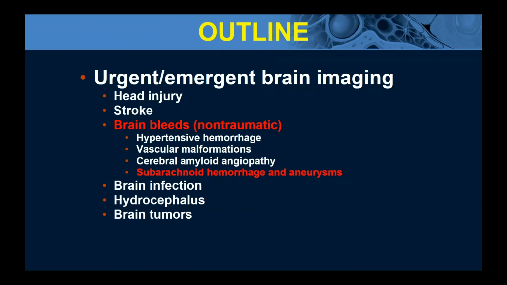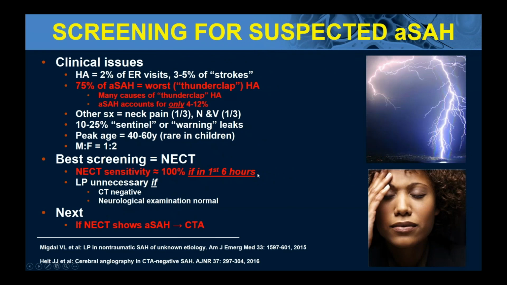So the last thing we're going to talk about in the last couple of minutes here, and then we'll go to our quiz, is subarachnoid hemorrhage and aneurysm. So among the brain bleeds, hypertensive hemorrhage is probably the most common one that we see in middle-aged and older adults. Subarachnoid hemorrhage and aneurysms occur at all ages. It's rare in kids, but everybody else gets it.